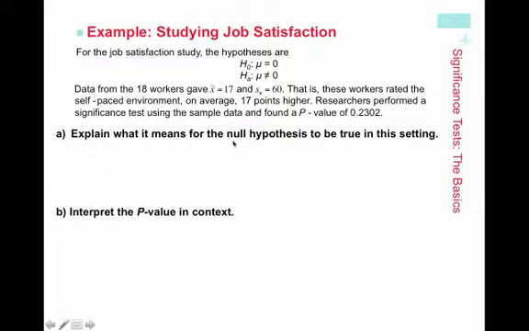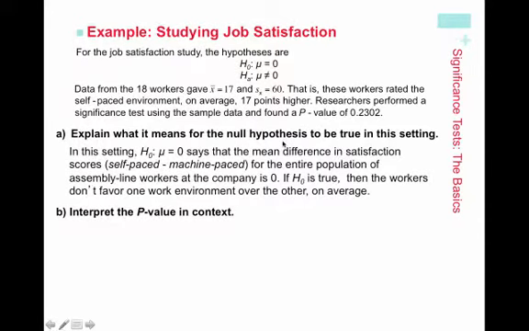What does it mean for the null hypothesis to be true here? Well, in this setting, the null hypothesis means the difference in satisfaction scores for the entire population is 0. That is, if H0 is true, then the workers don't favor one work environment over the other, on average. Pause the video and try to interpret the p-value.